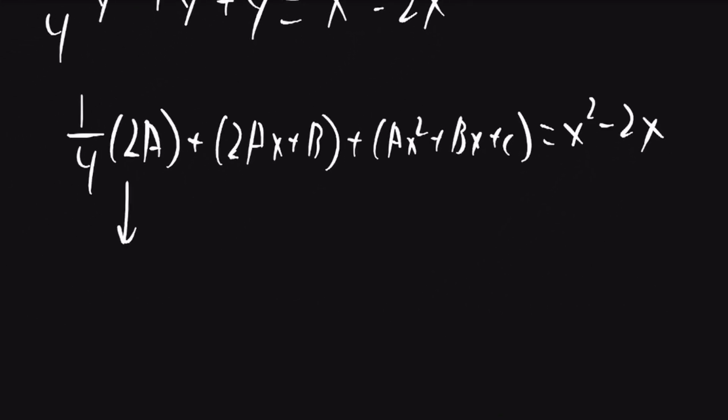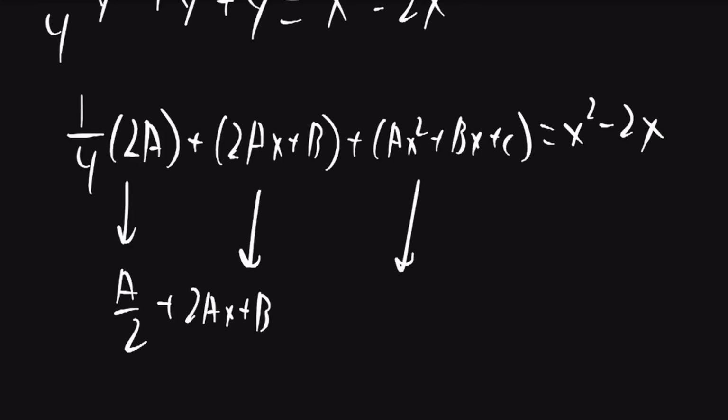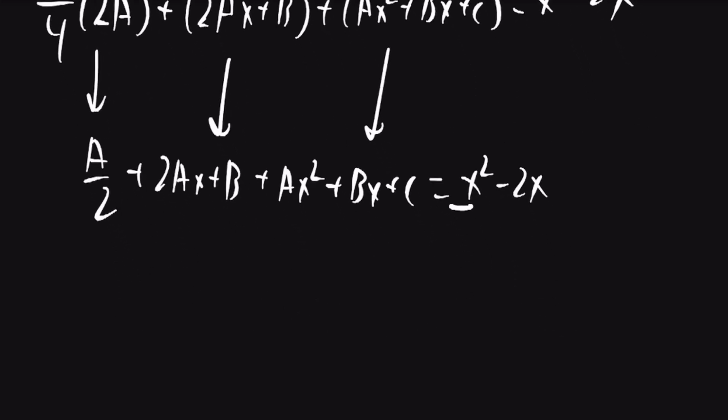This first term will be a over 2. It'll be plus 2ax plus b and plus ax squared plus bx plus c. That'll all be equal to x squared minus 2x. We can now compare the coefficients. On the right, the coefficient of x squared is just 1, and on the left, the coefficient of x squared is a. So a is going to be equal to 1.